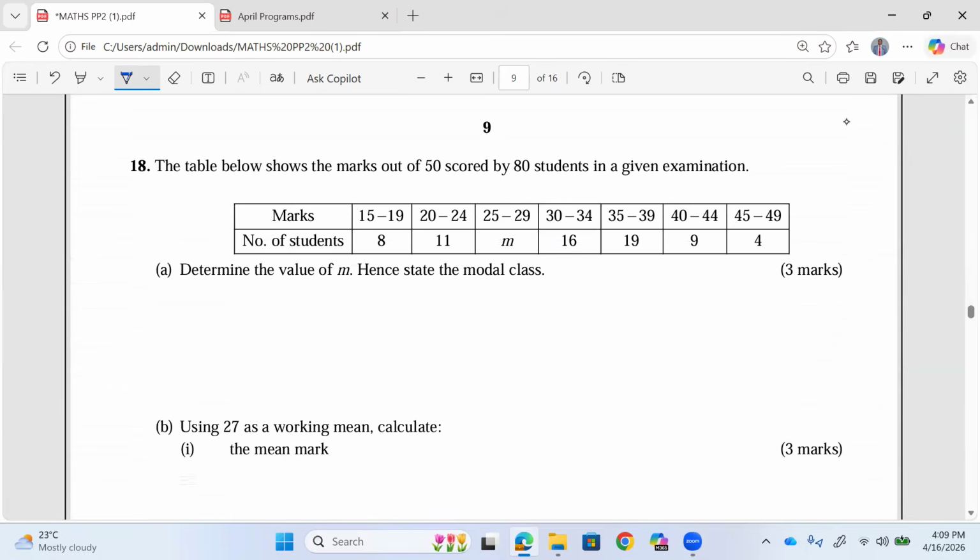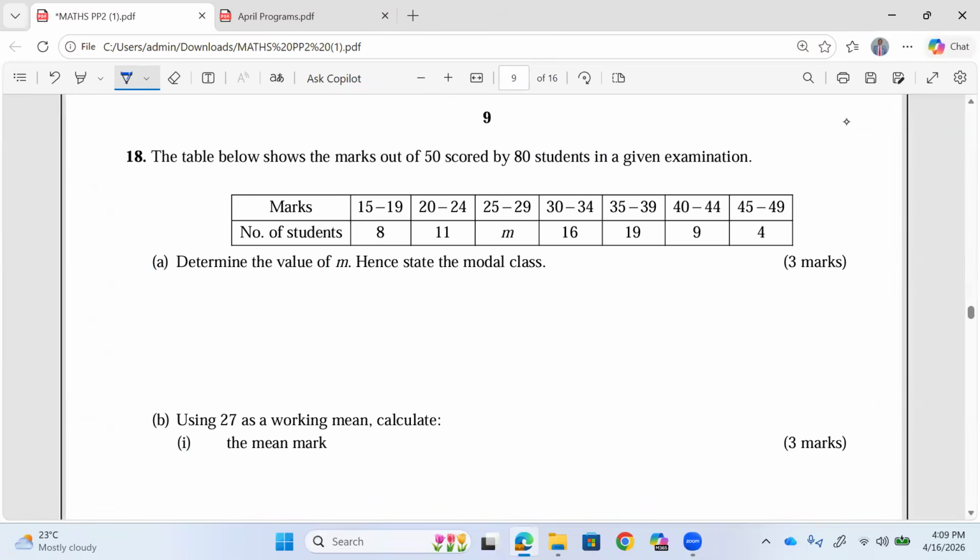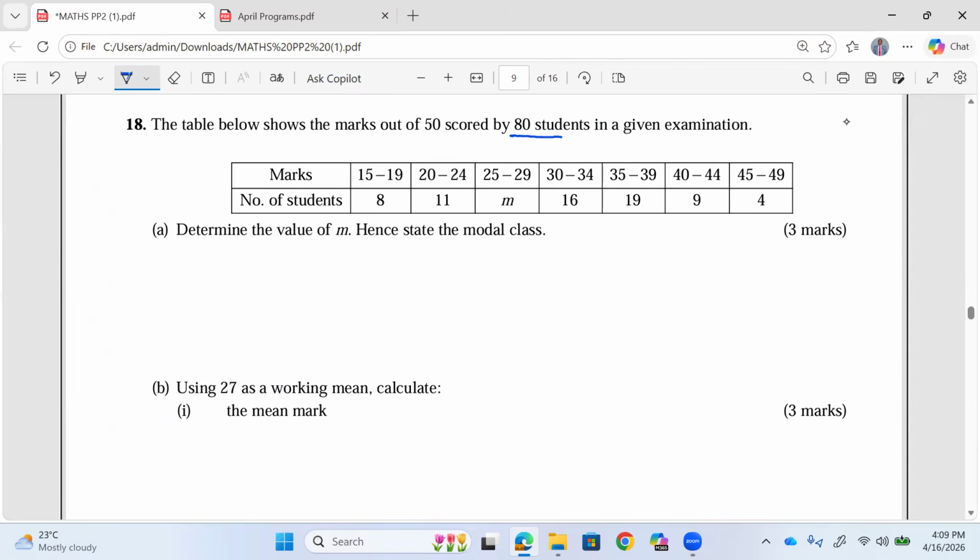Then now we can check the next question, and that is number 18. Now the table below shows the marks out of 50 scored by 80 students. This is a very critical statement: 80 students in a given examination. We have the marks there in classes. Then the first thing, have you solved the number of students, which is our frequency? They have their own column. Now determine the value of M, hence state the modal class.